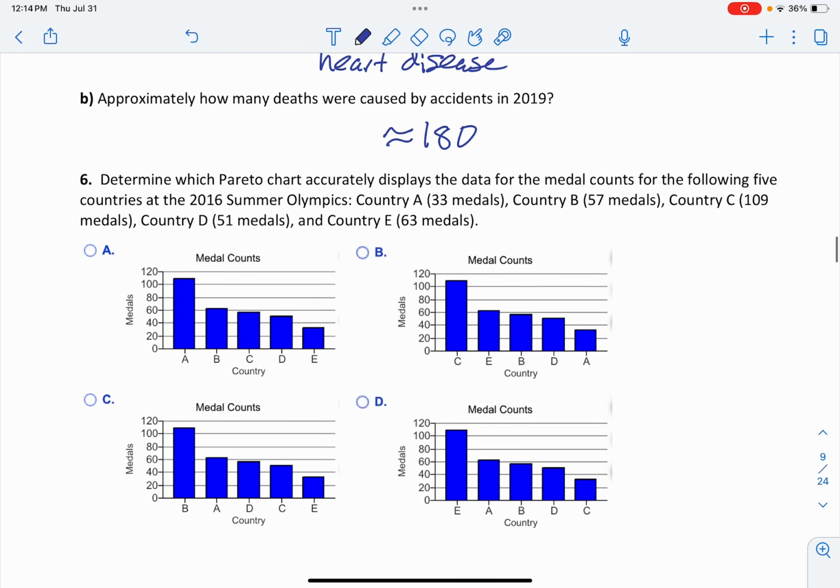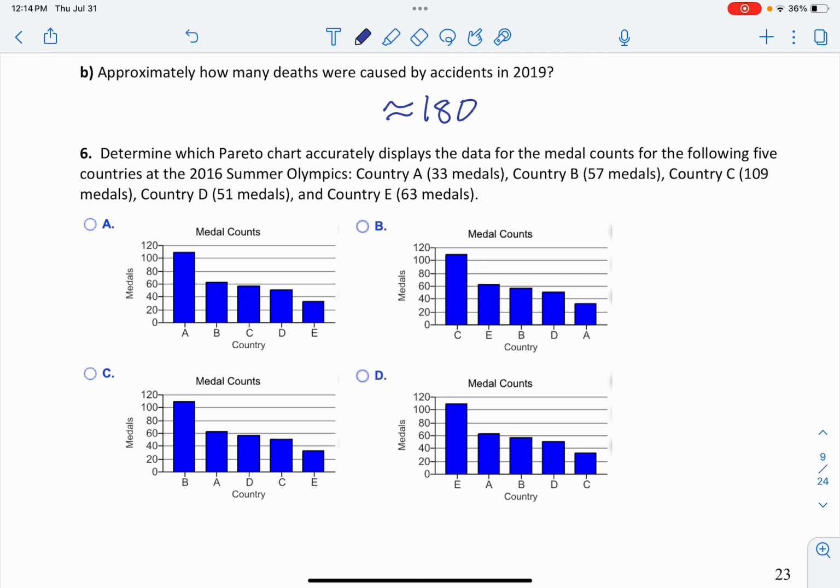And then how about this one? Determine which Pareto chart accurately displays the data of medal counts. Okay, so it should be in descending order, which they all are, so that's good. And then which one is the most? Looks like country C had the most medals, so C should be going first, right? So the only one that has C first is B, so I will go with B on that one, right? And then just notice, the right order C, E, B, D, A is in descending order of how many medals the country received. All right, so there we go.